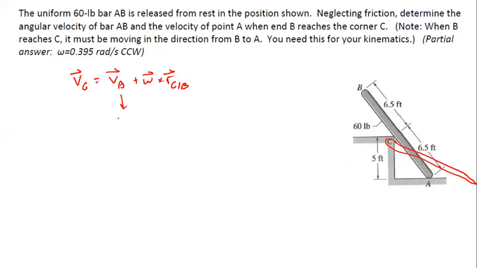This is going to be some sort of VB times cosine theta in the I and minus VB sine theta in the J, because we were told which direction it has got to be going along that edge there. Unfortunately, I've got a VGX and a VGY, so that's three unknowns in just that one equation. So how can I get another relationship?